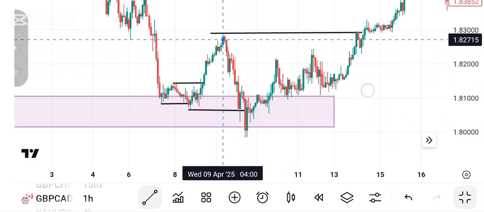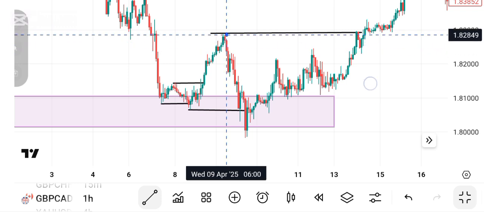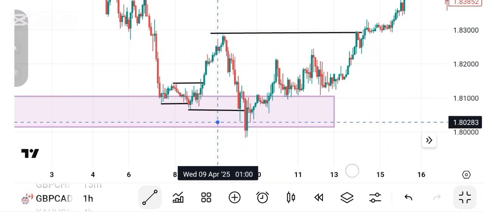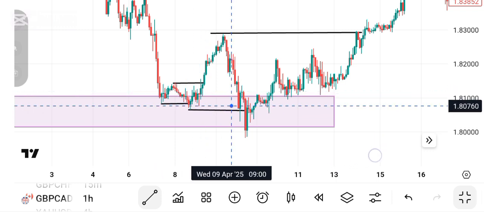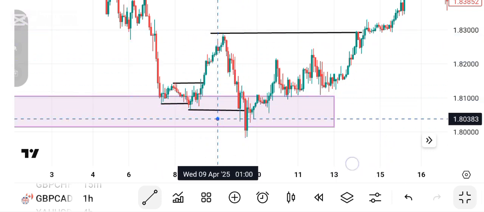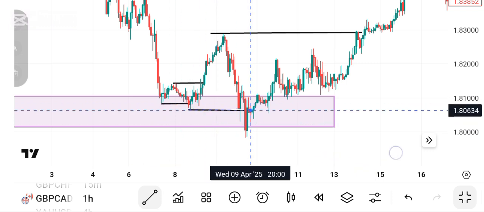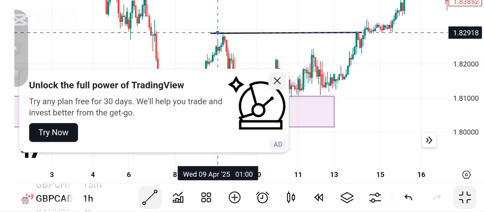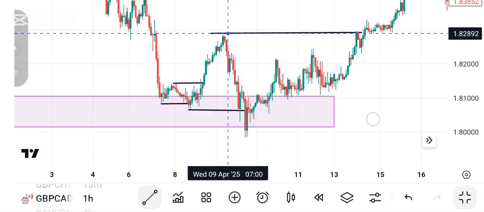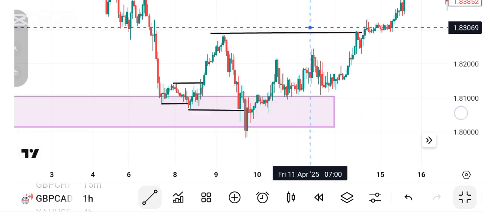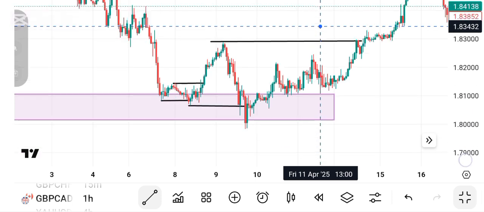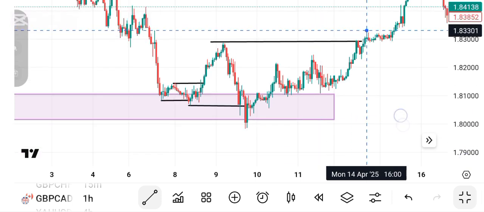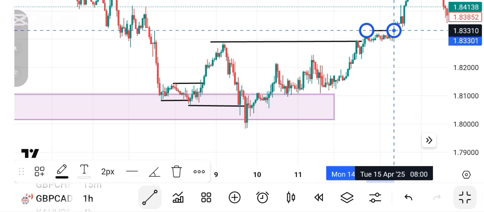Now, how do you identify a market structure shift here? The price came and took out this low, then went all the way and broke this zone. It went all the way and broke this high, okay? It also came here and broke this high again, giving us a valid market structure shift.